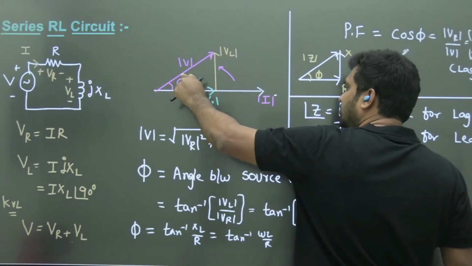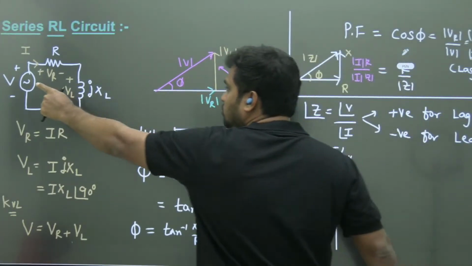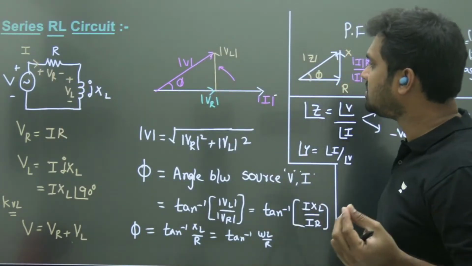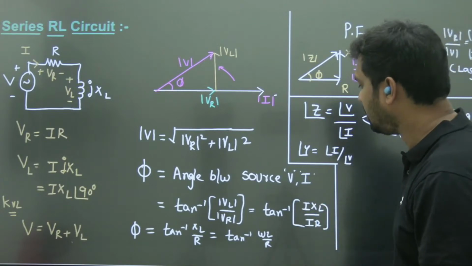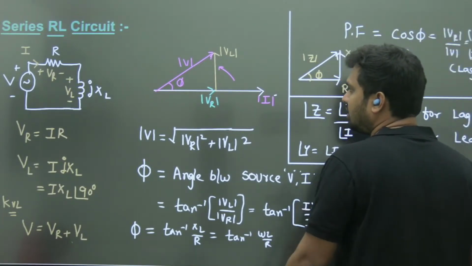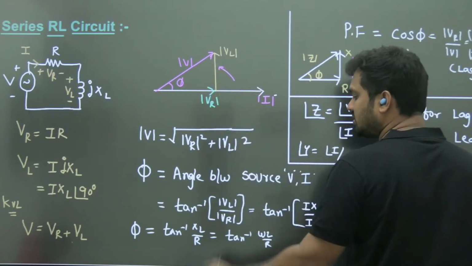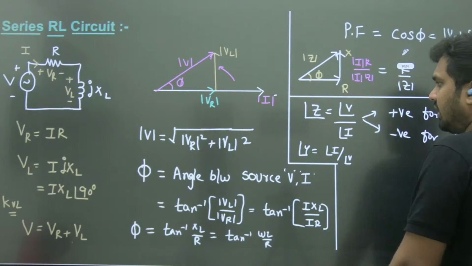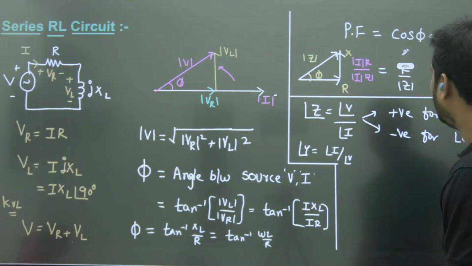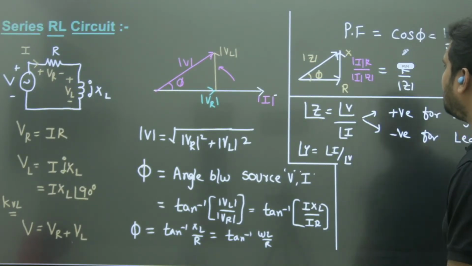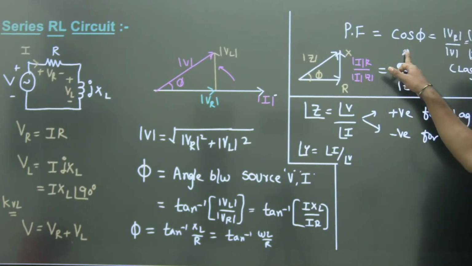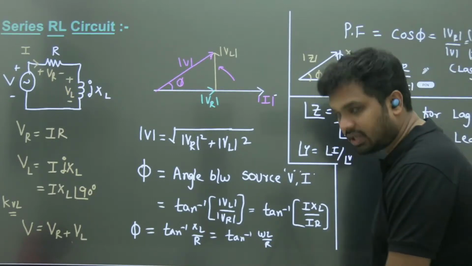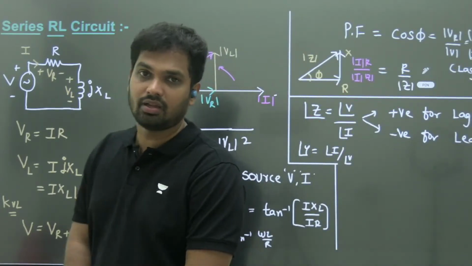The angle between V and I, that is the source voltage and source current angle, will tell you the impedance or admittance angle of the network. So what is phi here? Tan inverse of opposite by adjacent. You can also write omega L by R, because VL equal to IXL, VR equal to IR. So here power factor is given by cos phi, which we discussed in the power calculations. That is given by VR by V, that is I into R by I into Z, which is R by Z.